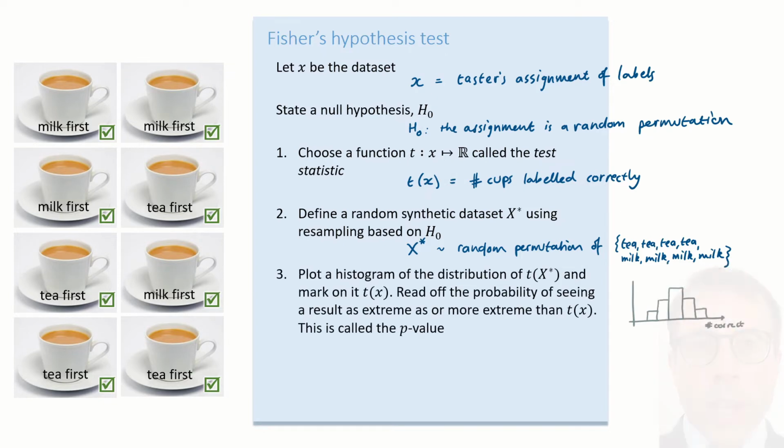Next, we'll plot a histogram to show the distribution of T of X star. That is, a histogram showing the values we'd be likely to see if H0 were true. On this histogram we mark on T of little x, the value of the statistic that we actually did see. And then read off from the histogram the probability of seeing a result as extreme or more extreme than what we actually did see. This is called the p-value. Another word for it is significance level. This is a real mouthful. Pause the video and make sure you've got it.